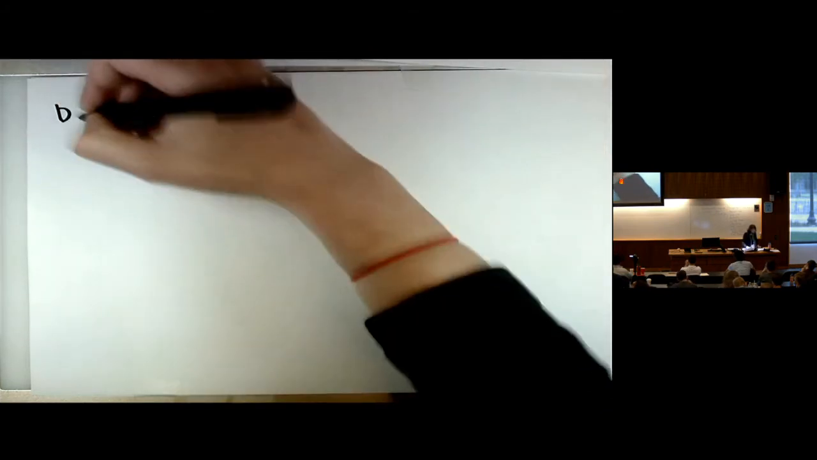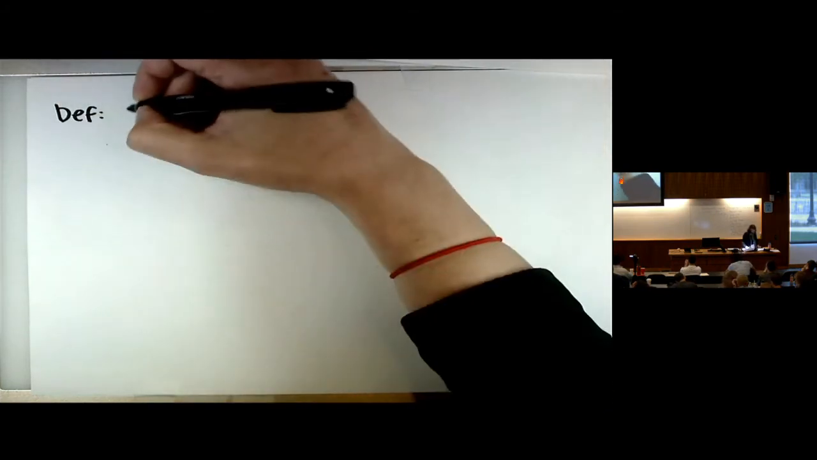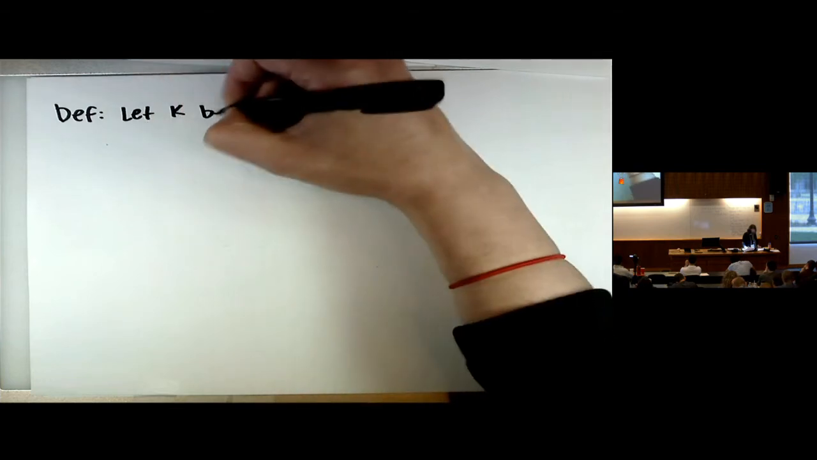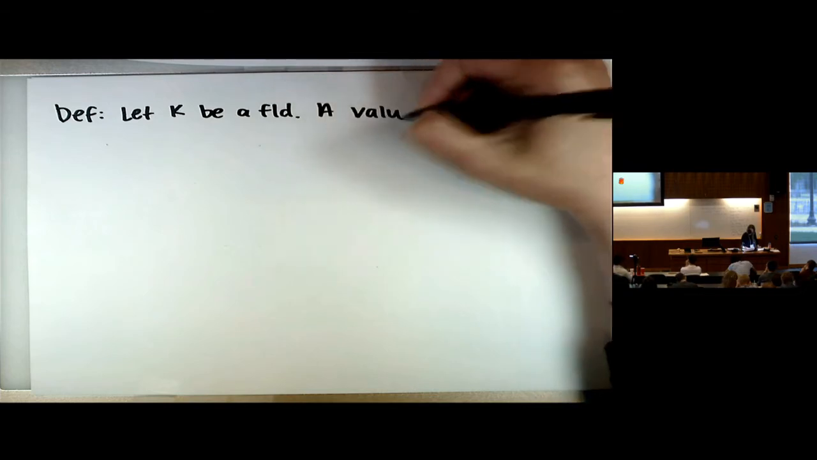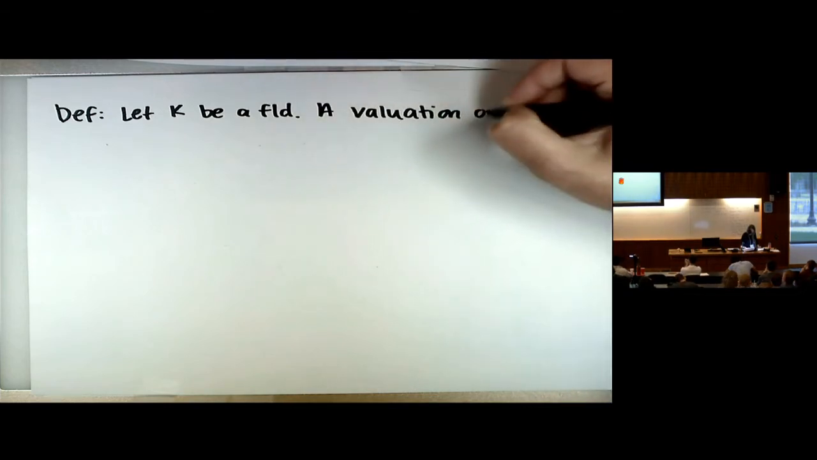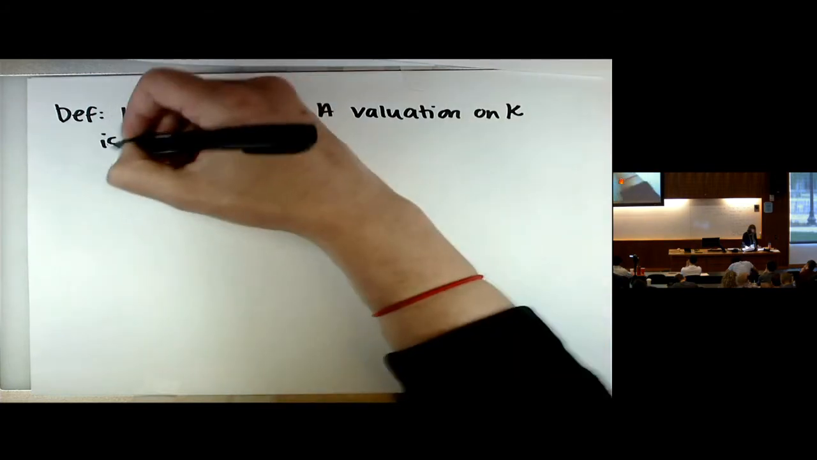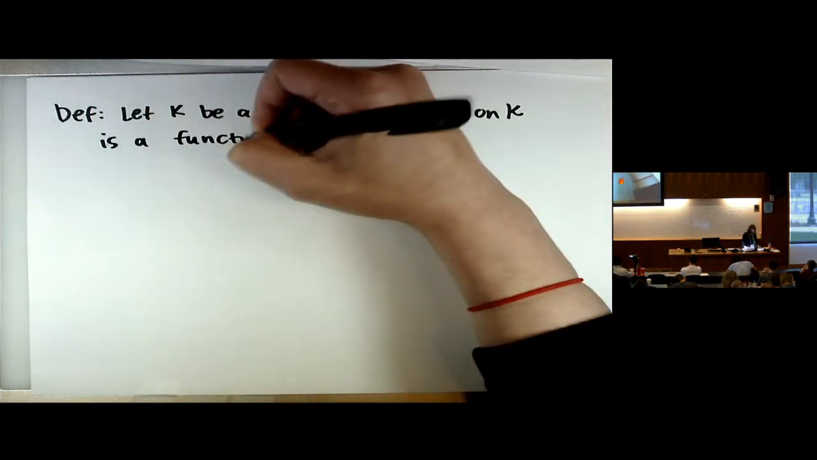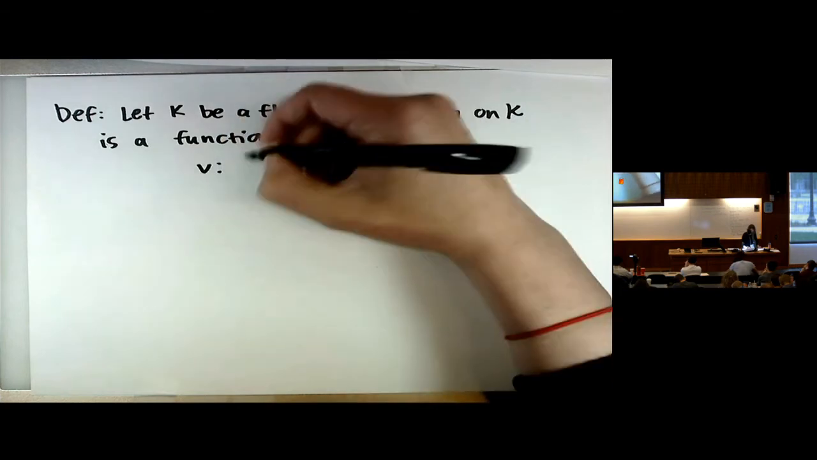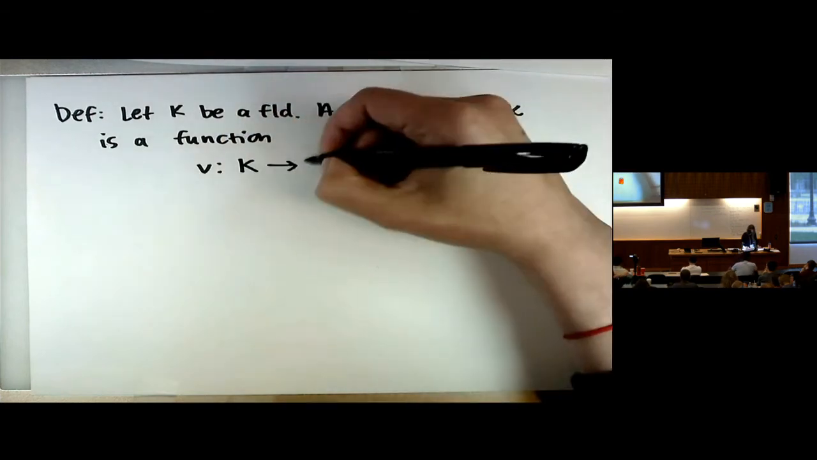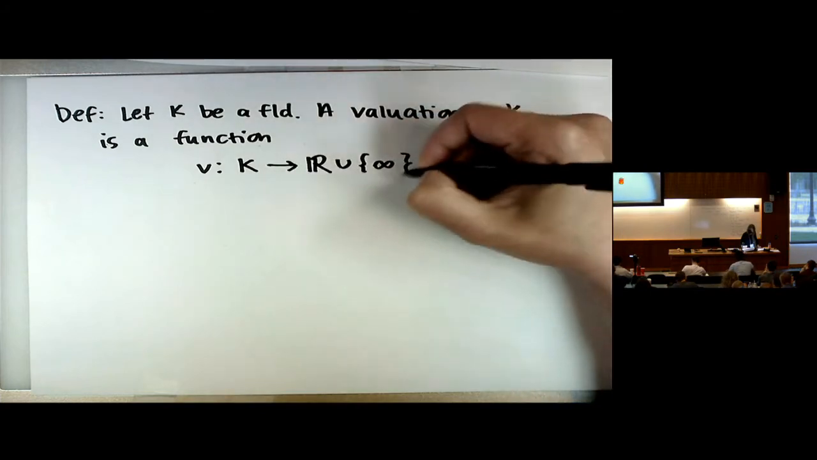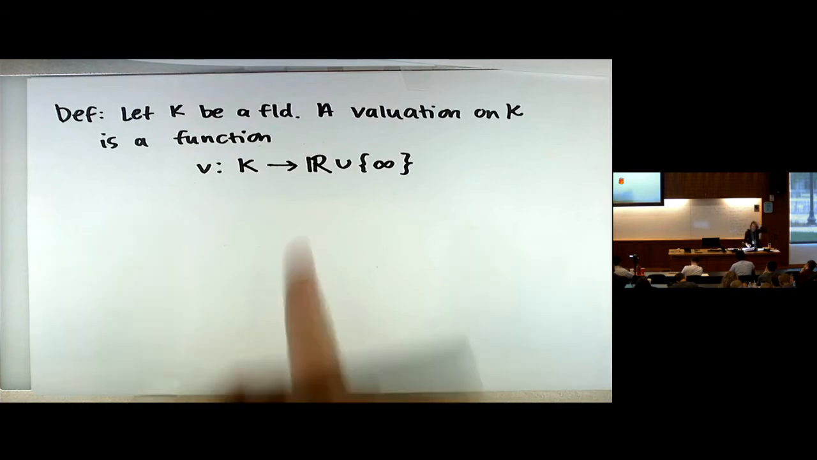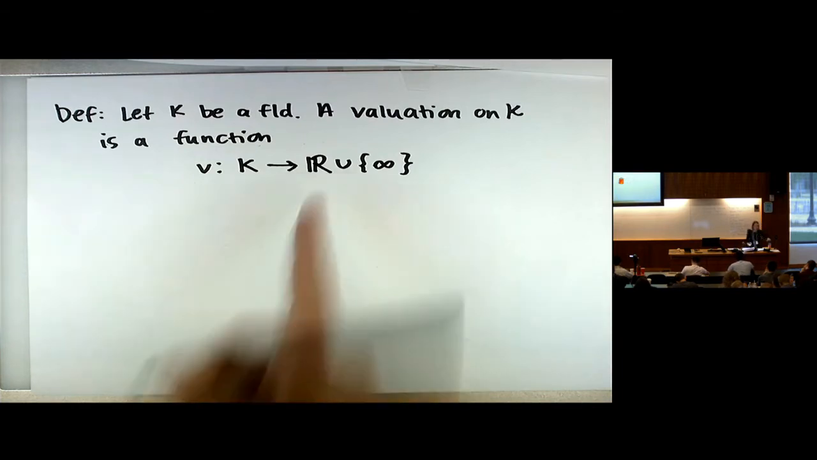Okay, so other definition: let K be a field. It's always going to be a field. A valuation on K is a function. I'm going to call it V because I'm super creative. To R union infinity. And again, I wouldn't need to pick R here.